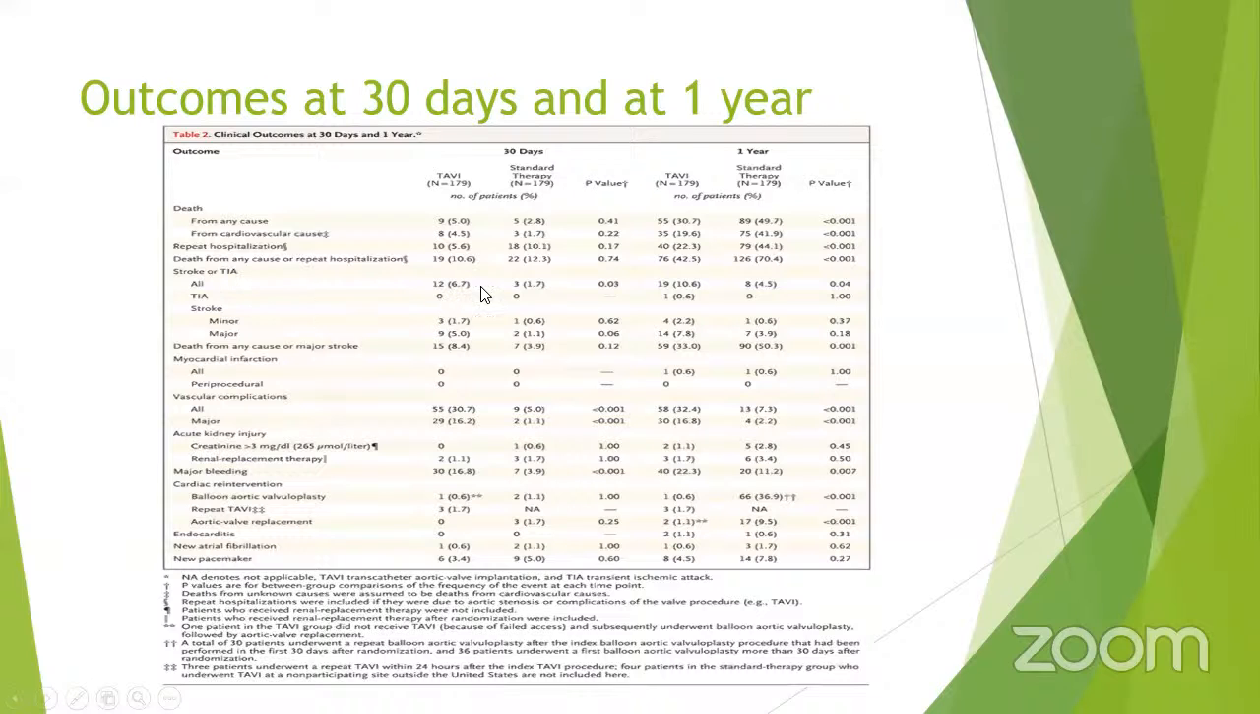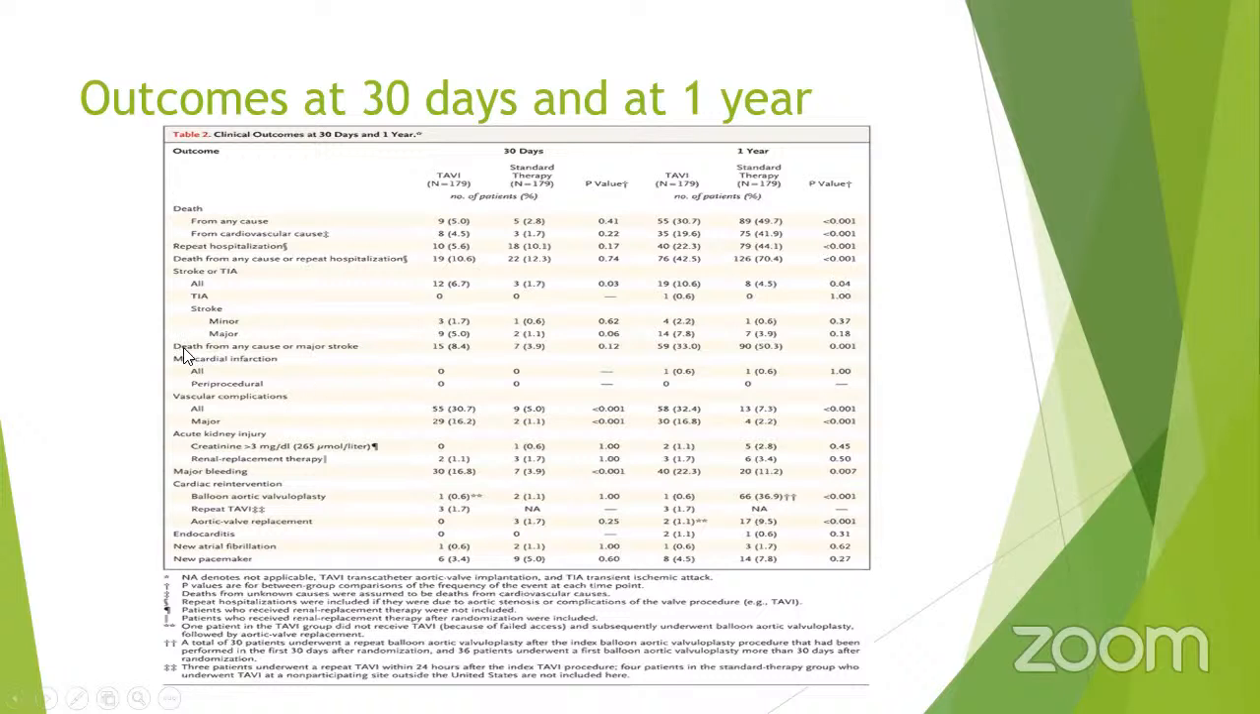Stroke or TIA was significant. Neurologic events were more prevalent in the TAVI group, both at 30 days and at 1 year. It was 6.7% versus 1.7% at 30 days with a p-value of 0.03, and at 1 year 10.6% versus 4.5% in the standard therapy group with a p-value of 0.04.